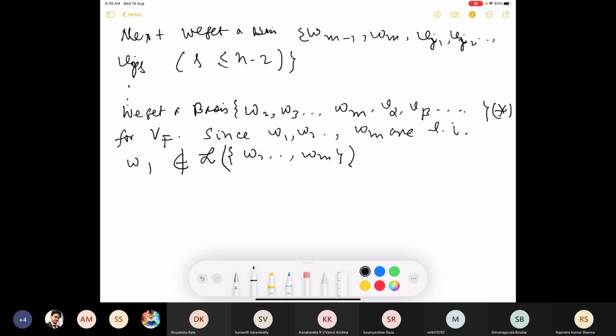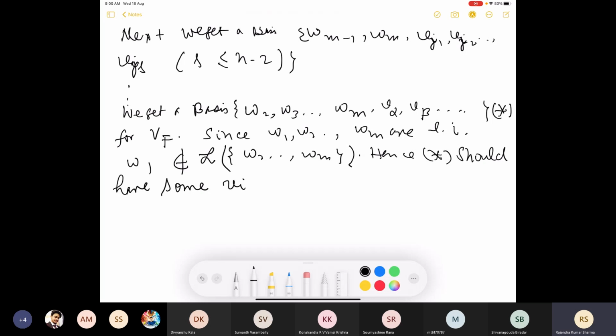So this should have some Vi, because if there is no Vi, in that case this will become W1, W2, and Wm only, because they are the linear span, making W1 a linear combination of these W2, Wm. So that cannot happen. So some Vi has to be there.